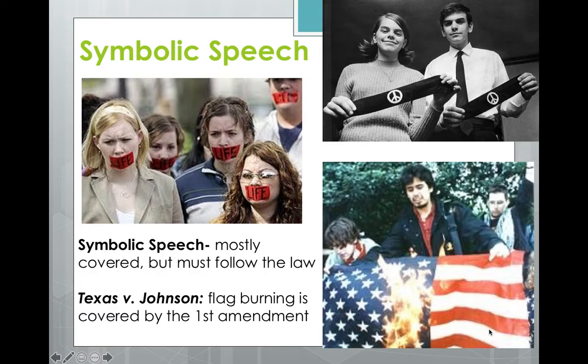Symbolic speech, however, is mostly covered, but must follow the law. So any type of symbolic speech is generally covered under freedom of speech. Texas versus Johnson: flag burning is covered by the First Amendment. And so, though it might not be the best form of free speech, it is protected if done the right way under fire code laws. So you can't just simply burn a flag inside a building with a bunch of people because the fire code and fire laws would restrain against that. However, you can do that in a peaceful way.